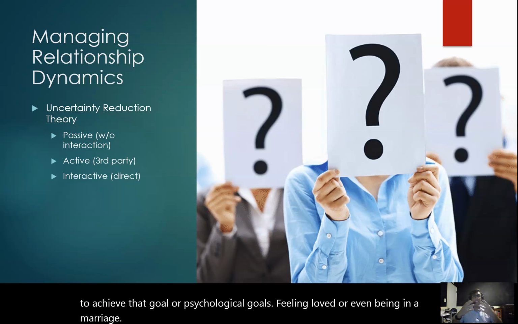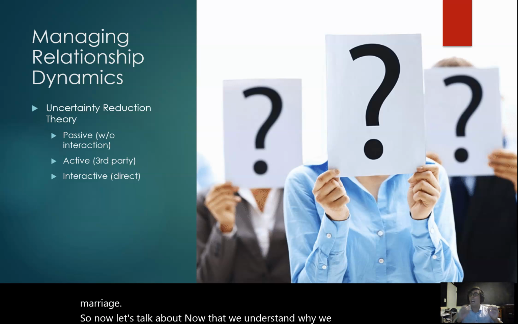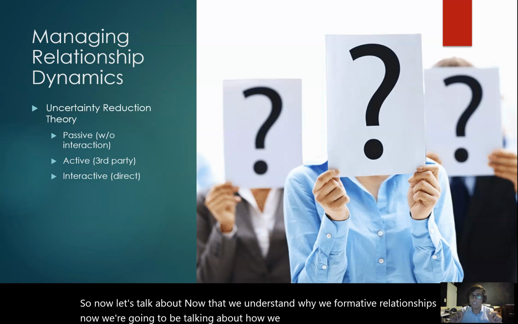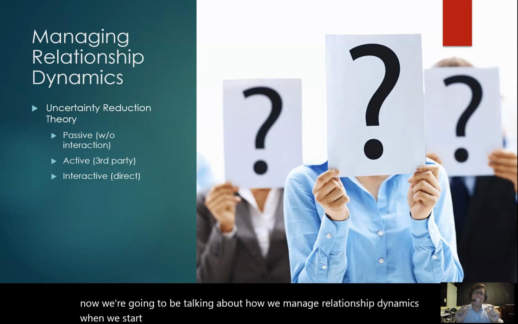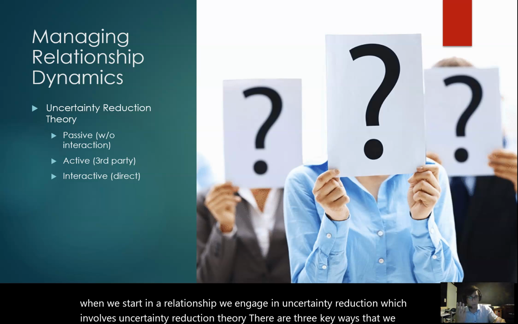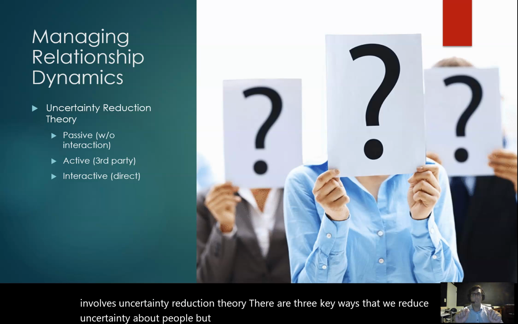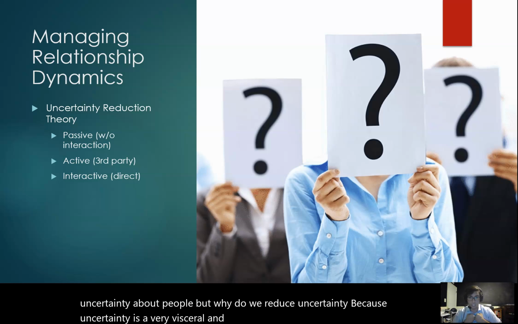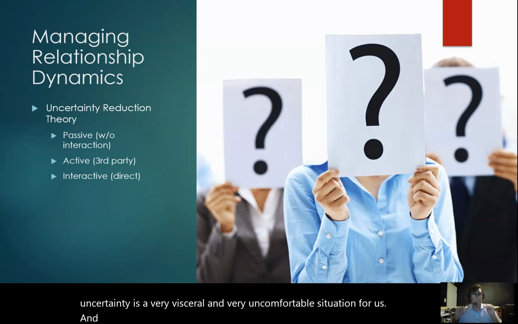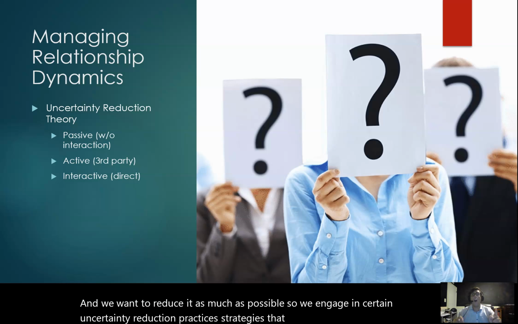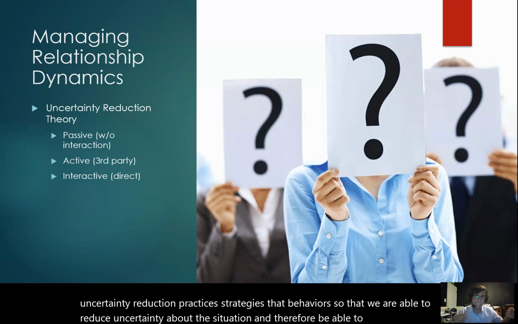So now that we understand why we form relationships, we're going to be talking about how we manage relationship dynamics. When we start in a relationship, we engage in uncertainty reduction, which involves uncertainty reduction theory. There are three key ways that we reduce uncertainty about people. But why do we reduce uncertainty? Because uncertainty is a very visceral and very uncomfortable situation for us, and we want to reduce it as much as possible. So we engage in certain uncertainty reduction strategies and behaviors so that we are able to reduce uncertainty about the situation and therefore be able to predict future interactions with that person.